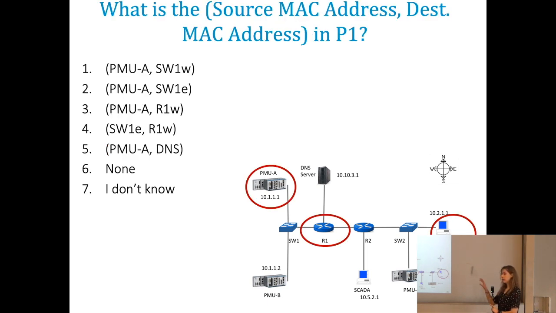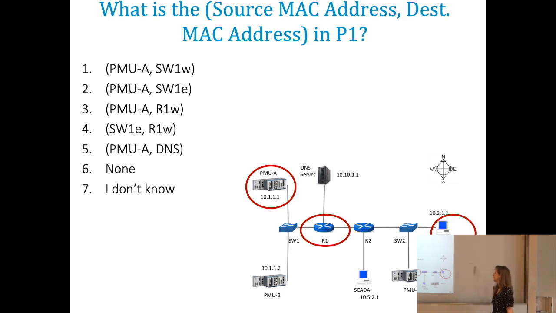So now we are still at router 1, intercepting the same message. What is the source and destination MAC address? So who thinks it's answer 1? No one? Who thinks it's answer 2? Answer 3? Answer 4? Answer 5? Okay, everyone is quite shy about this question. Is there something you did not understand about the MAC addresses?